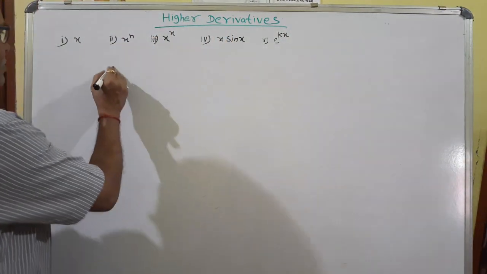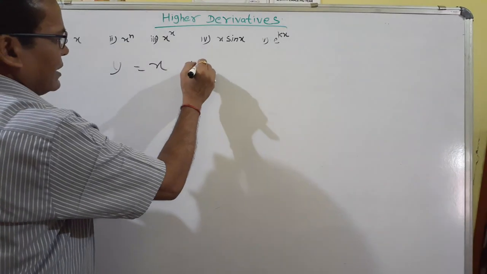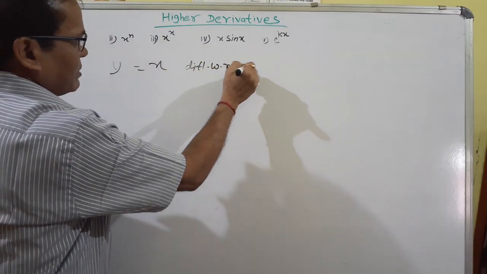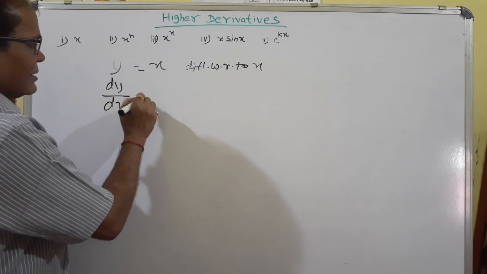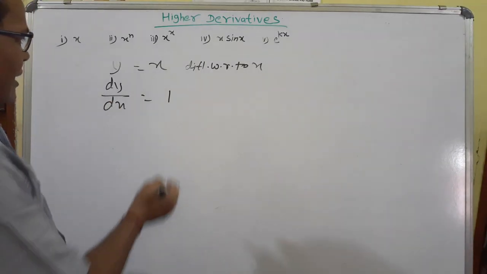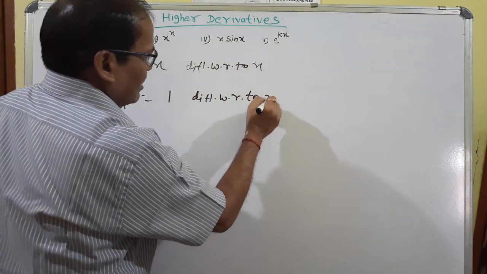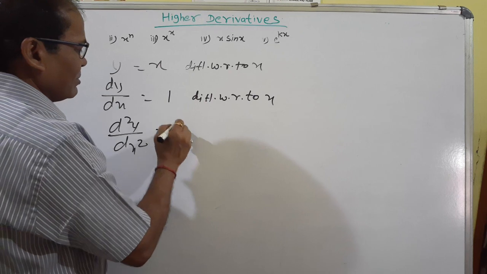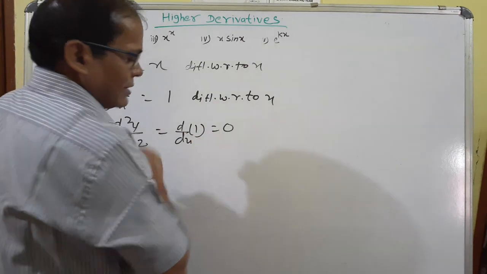Suppose y is equal to x. The first derivative: differentiate with respect to x, and you will get dy by dx is equal to 1. For the second derivative, we differentiate with respect to x again. So you will get d2y by dx2 is equal to d by dx of 1, which is 0.